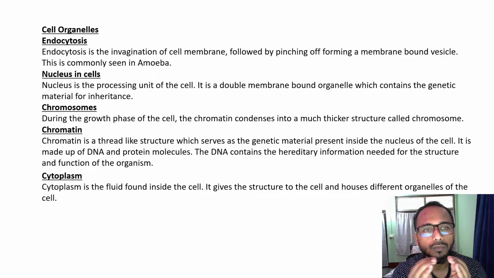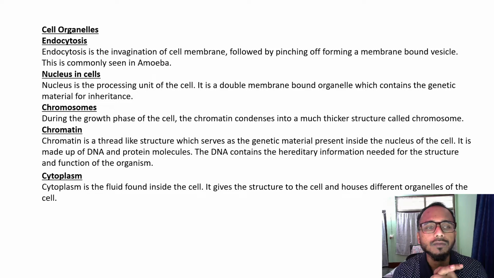Now what is the main basic thing? Suppose I say this finger is made up of cells, and each has a nucleus which has some genetic material. All the cells that make up this finger will contain the same genetic material for inheritance. And who gives this? This is given by the nucleus. So what is a chromosome? Next is chromosomes.